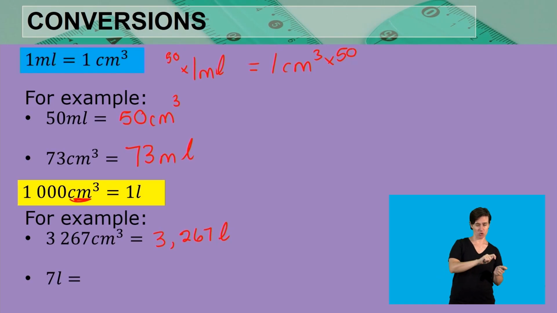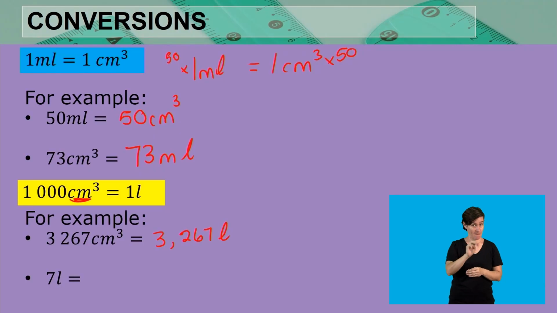Let's look at a last example there. We have 7 liters and we want to now take that to centimeters cubed. How many centimeters cubed do you think 7 liters will be? Now remember, 1,000 centimeters cubed is equal to 1 liter, or 1 liter is equal to 1,000 centimeters cubed. Now that is going to be equal to 7,000 centimeters cubed, and that is how much 7 liters is.